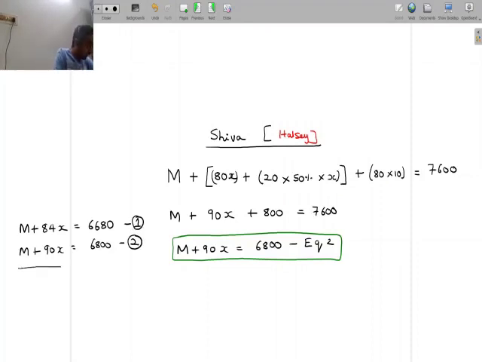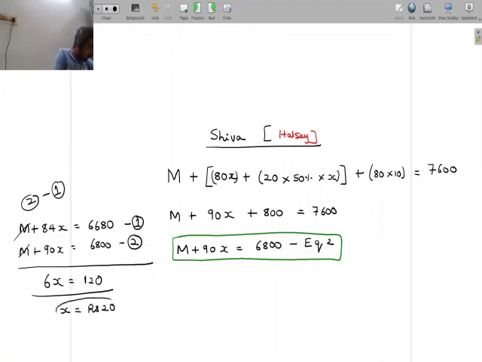So from this, if I do an operation here, 2 minus 1, second equation minus first equation, M and M will get cancelled. I'll be left with 6x is equivalent to 6,800 minus 6,680. That gives me 120. Okay, that gives me 120. So from this I understand x is equivalent to 20 rupees.